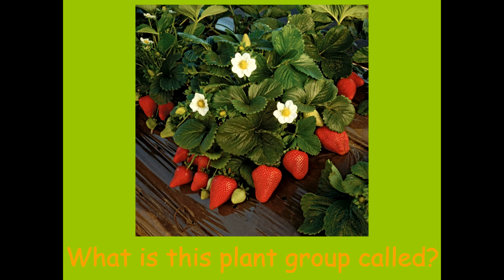5, 4, 3, 2, 1. That's right, it's a flowering plant. You can see the flowers on the top. Gives it away. Okay, good job, everybody. Let's try another one.